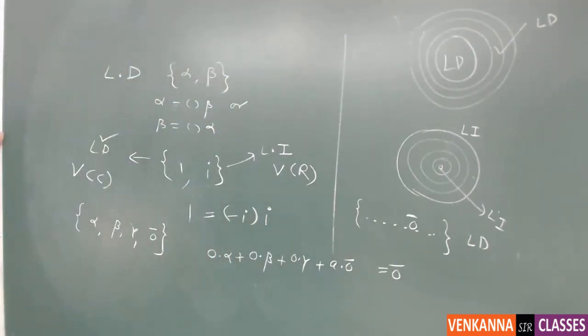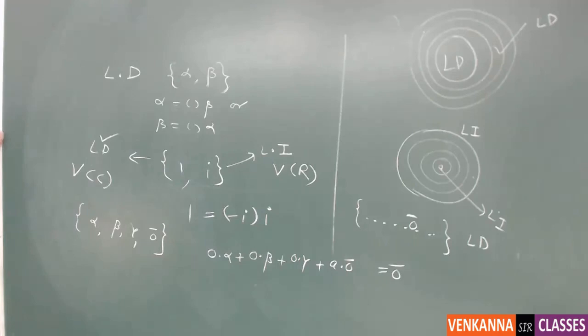Now see, I have written a linear combination. The result of the linear combination is 0, and in it I got one non-zero scalar. So it satisfies the definition of linear dependence. Therefore, the set is LD.